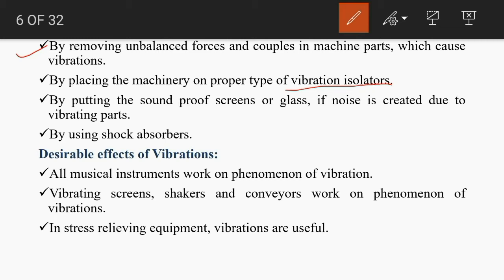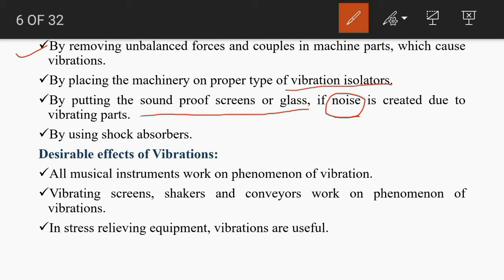Next one, by putting up a soundproof screen or glass if noise is objectionable. To reduce the undesirable noise, we can put up objects like soundproof screens and glass.